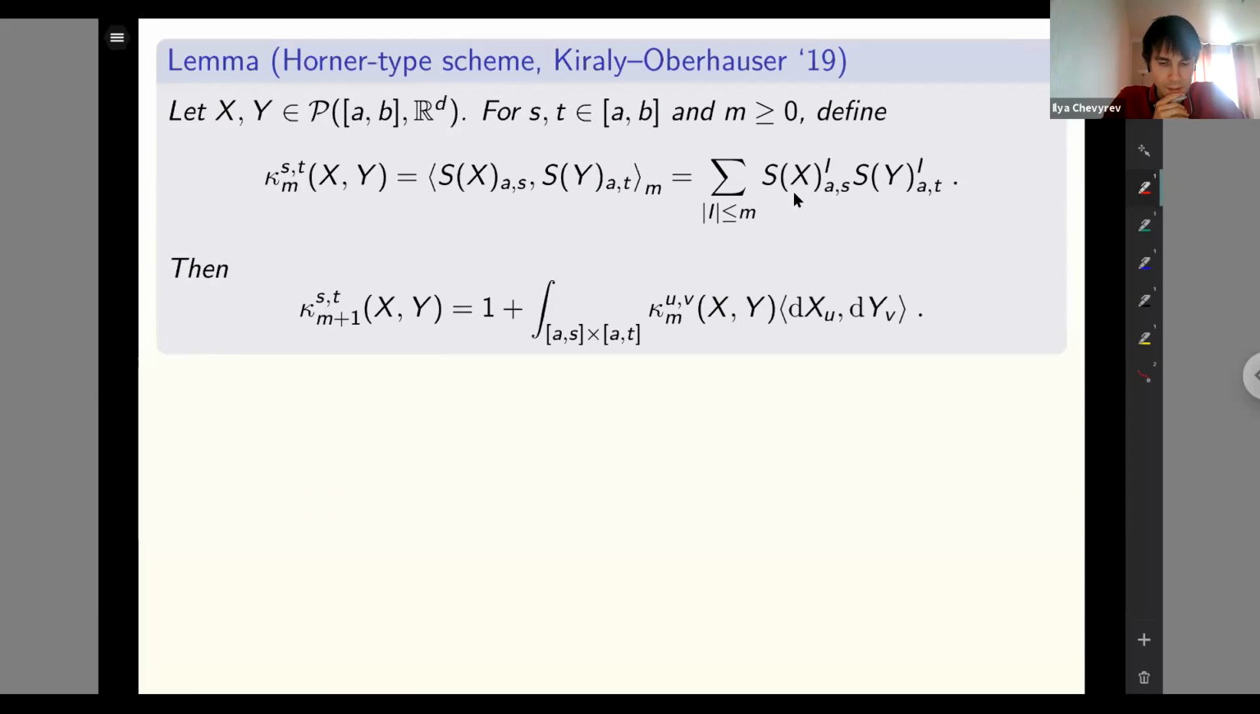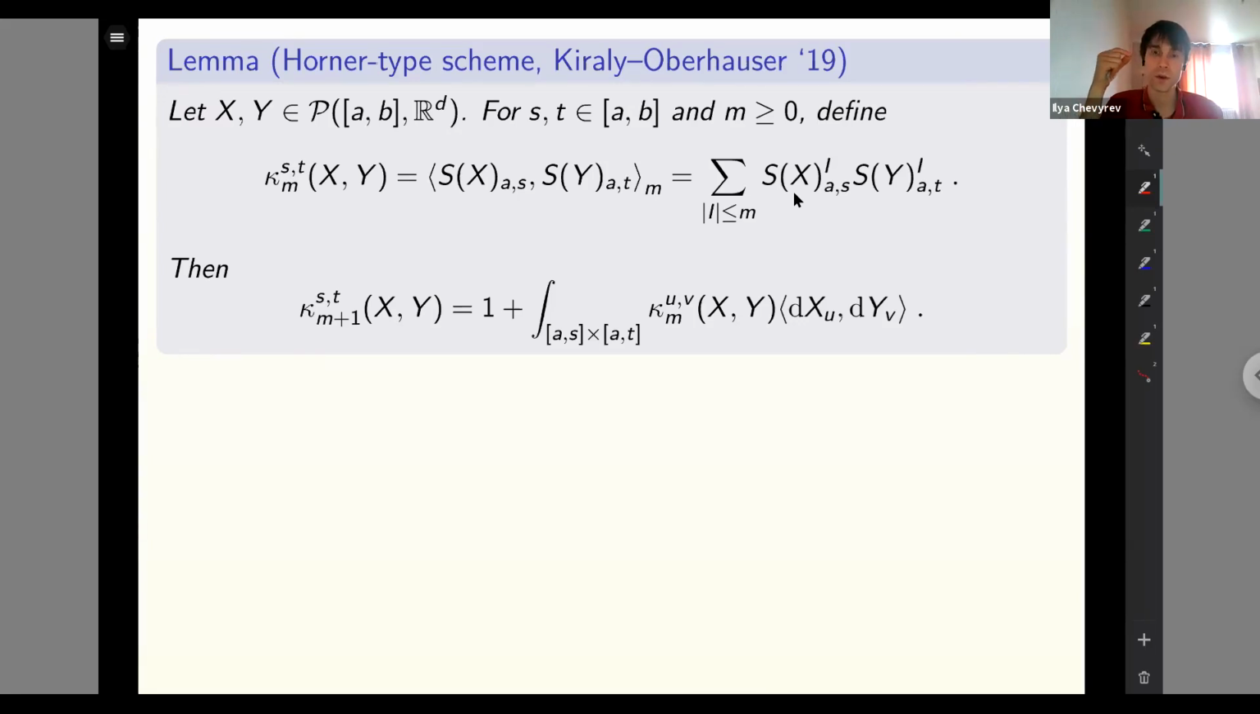Okay, so let me now present what was in some sense the main insight of this work that they did. It turns out that you can compute this signature kernel in a very efficient way. I previously said that what we do is we compute the signatures and then take the sum over all of these words. It turns out that you don't actually need to do that. In order to compute this kernel, you don't ever need to compute the signature itself.